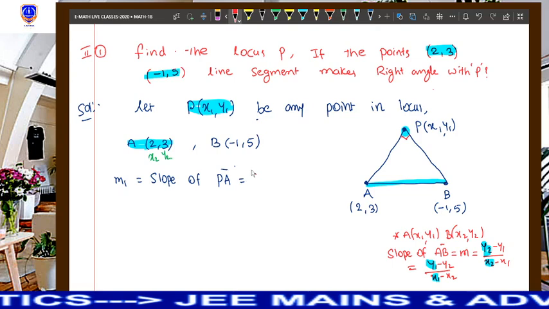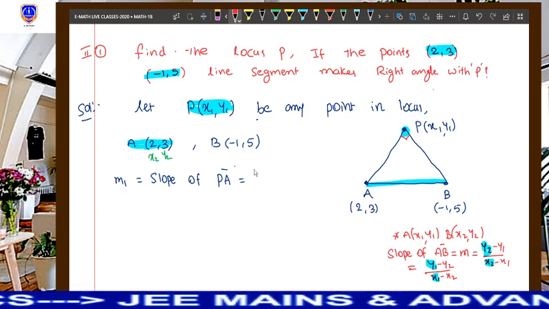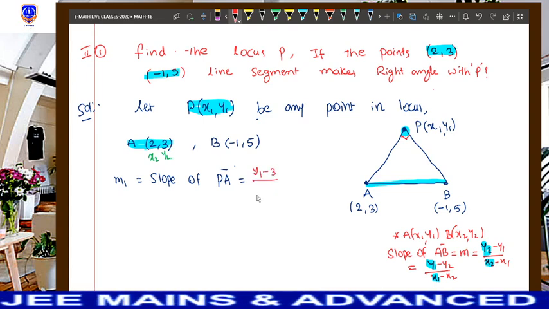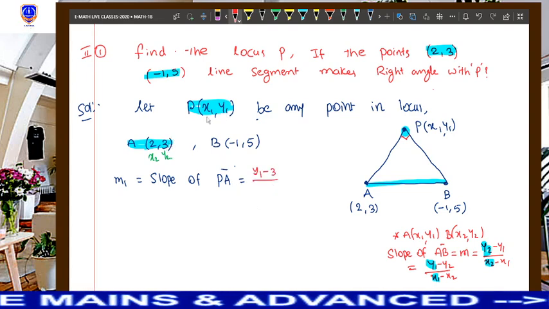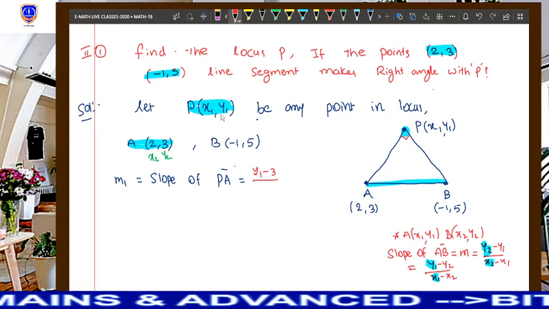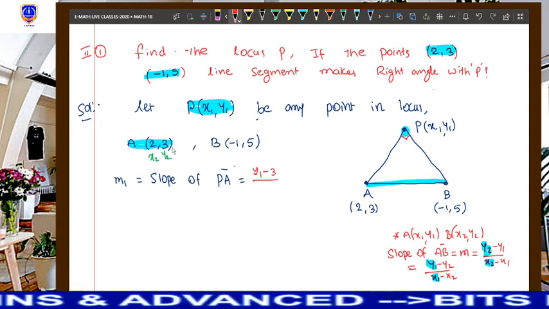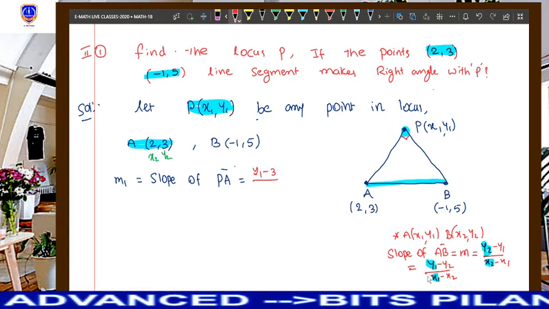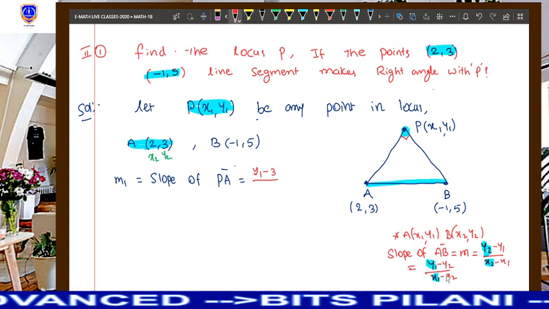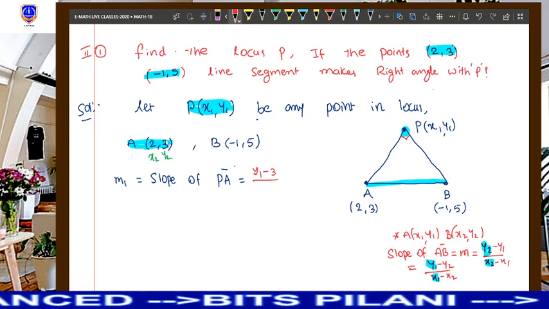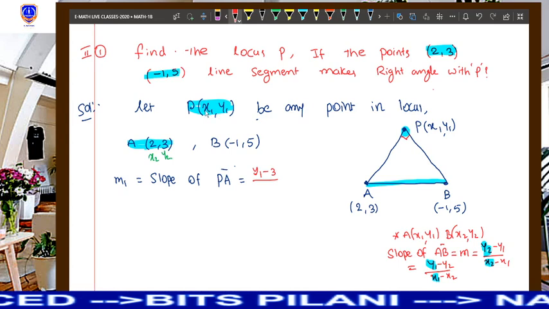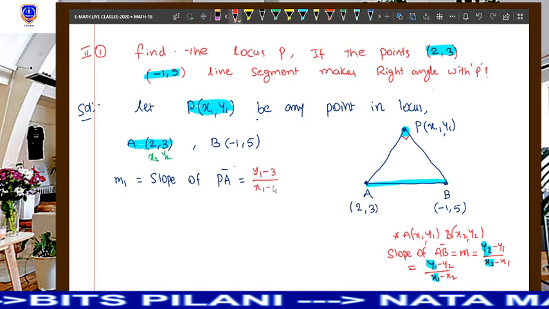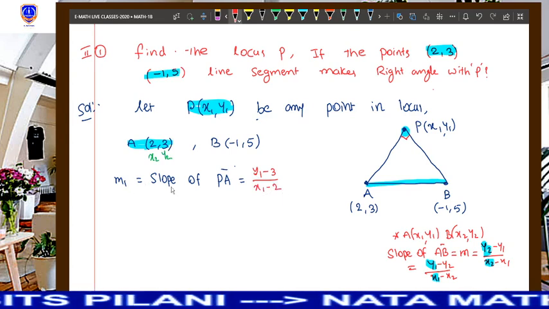According to the formula, y2 minus y1, or you can also take y1 minus y2. The difference of y ordinates: I am subtracting point A from P, so I wrote y1 minus 3. That means I am using the second one, y1 minus y2 upon x1 minus x2. So y1 minus 3 divided by x1 minus 2, a similar pattern in the denominator. This is M1.